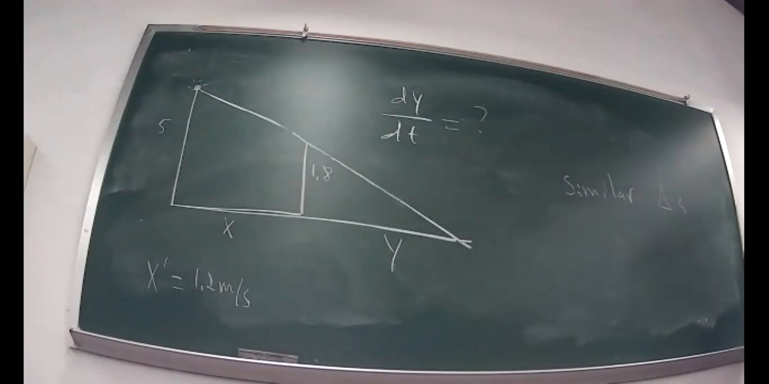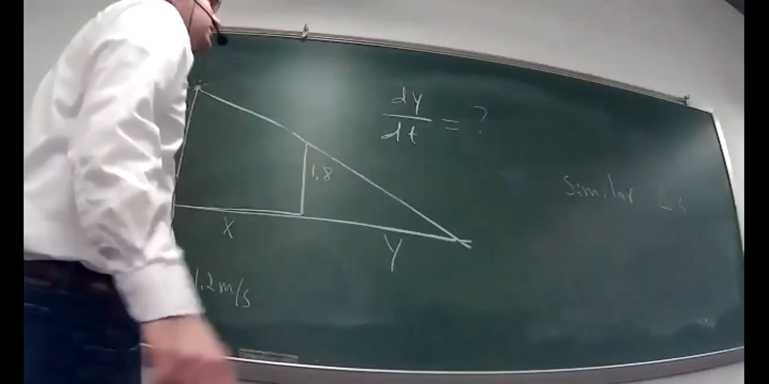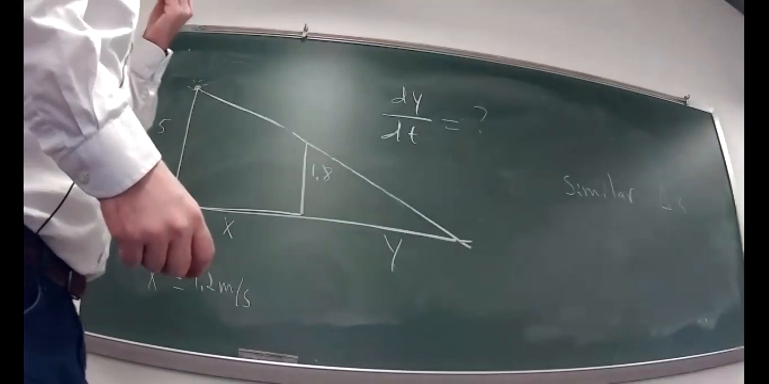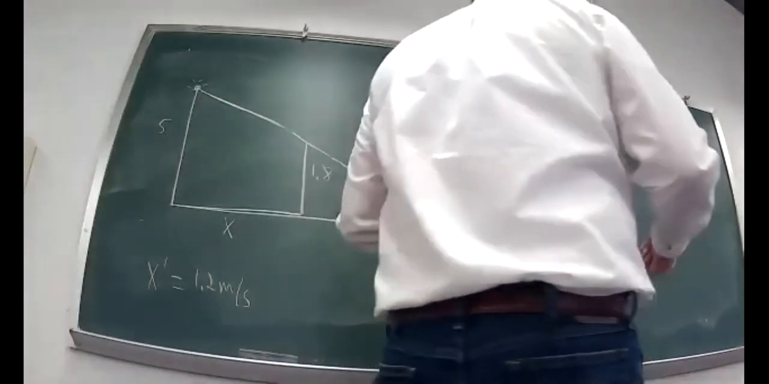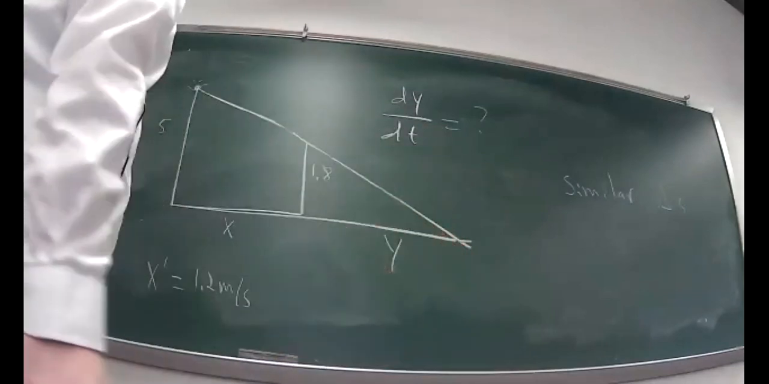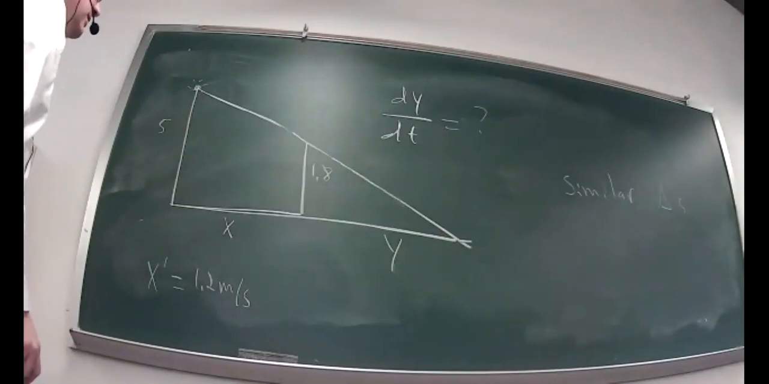So what are similar triangles? Similar triangles have the same angles. It's two triangles with the same angles. And when you have two triangles with the same angles, they must be equal to each other, except one is scaled up from the other one, which means that all the ratios of their sides have to be the same.